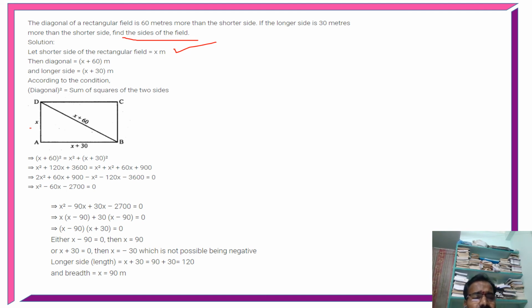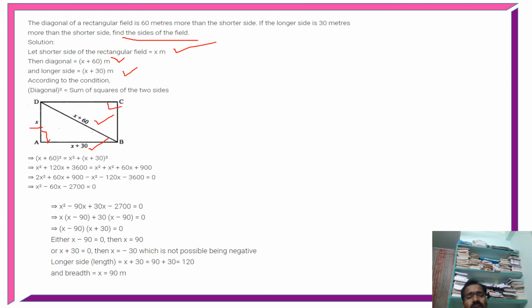Let us take the shortest side as x. The diagonal will be x plus 60 because it is 60 meters more. Then the longer side is x plus 30 because it is 30 meters more. According to the condition, it is a right triangle. You see, children, ADB is a right triangle.